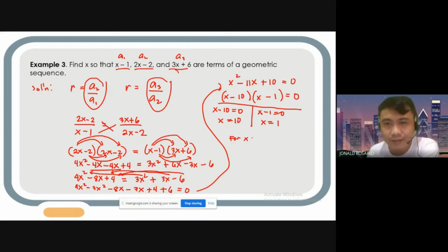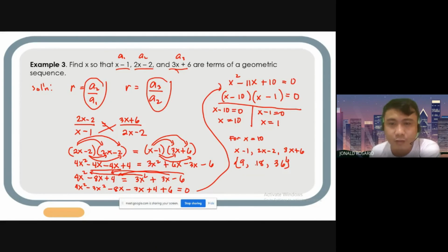Test natin for x is 10. So x minus 1, 2x minus 2, 3x plus 6 yung ating expressions. So what is 10 minus 1? For x is equal to 10, that's 9. 2 times 10 is 20 minus 2 is 18. 3 times 10 is 30 plus 6 is 36. Tama ba? Isa pa siyang geometric sequence. Tignan natin kung may common ratio.